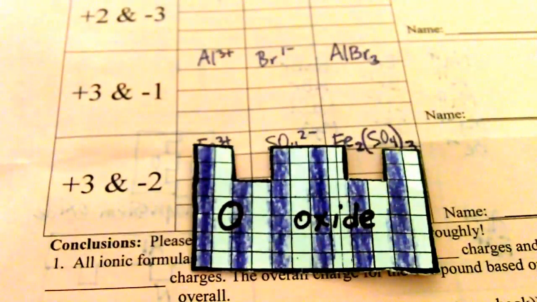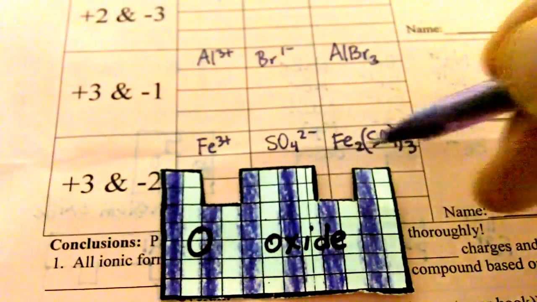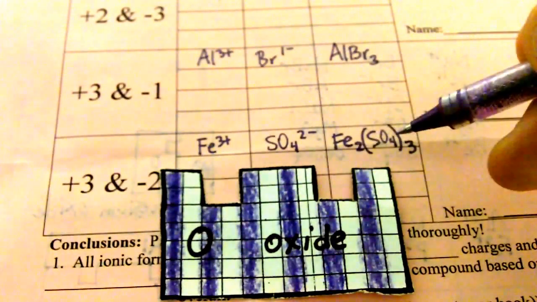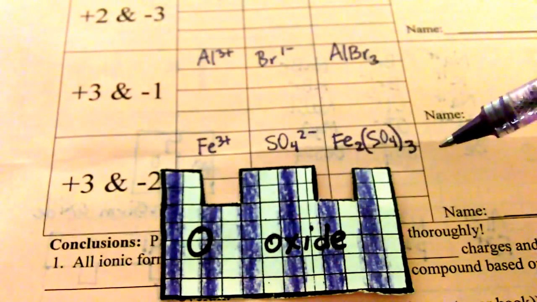The other +3 that you're using is aluminum. The other -3 that you're using is oxide. Remember, whenever you're using sulfate for one of those other 3 rows, you're going to have it wrapped in parentheses just like it is here with the subscript of 3.